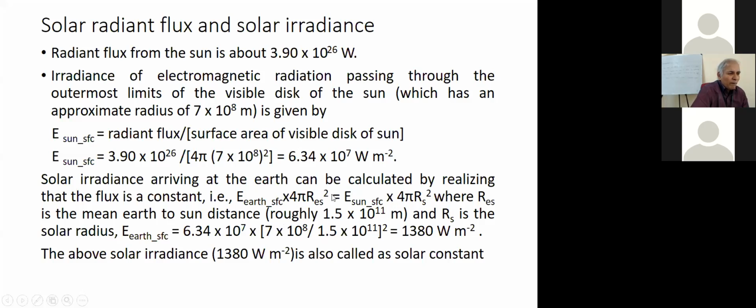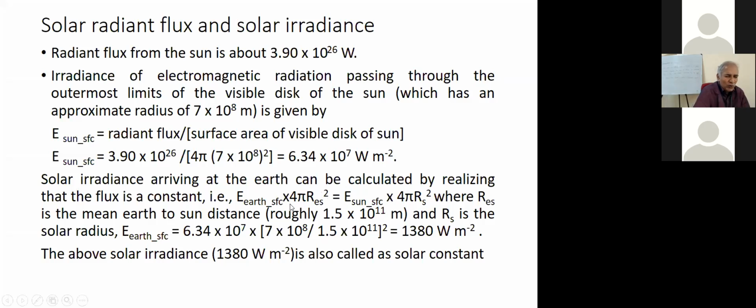Now, since the radiant flux is the same, the radiant flux that is received at the top of the Earth's atmosphere should also be equal to it, and that will be equal to the irradiance received at the top of the atmosphere multiplied by 4 pi RES. RES is now the distance from the Earth to the sun, which is 1.5 into 10 to the power of 11 meters. So basically, the radiant flux at the outer limits of the visible disk of the sun must be the same as the radiant flux received at the top of the Earth's atmosphere.